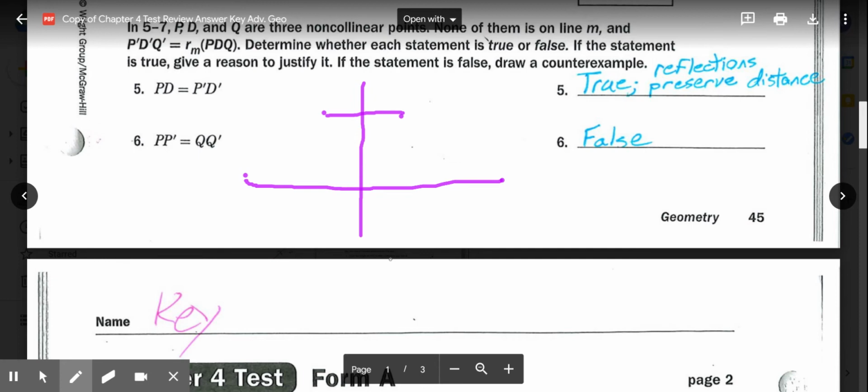Many different ways you can draw the counterexample. On the test, if they ask for a counterexample, I would like for you to draw one. So this could be an easy counterexample. This would be P. This point here then would be P prime. Down here would be Q. And this would be Q prime. So you can see they're obviously different distances, and this would be our line of reflection, M.